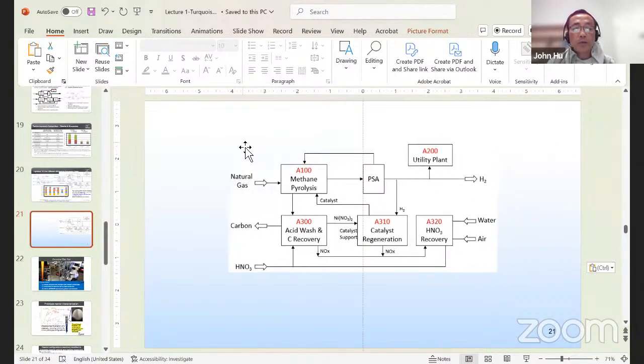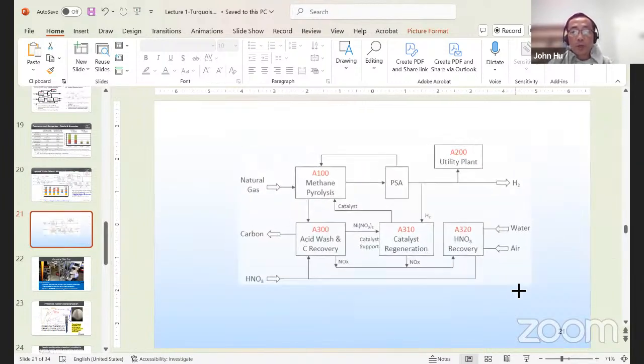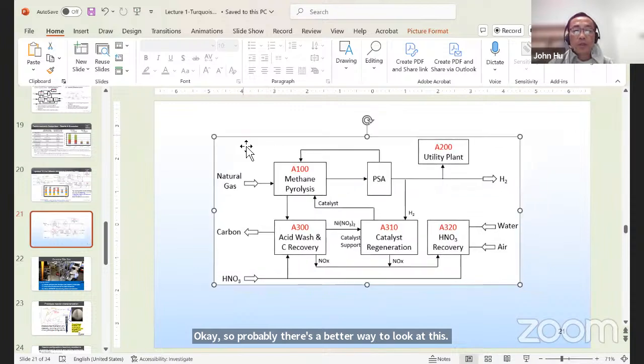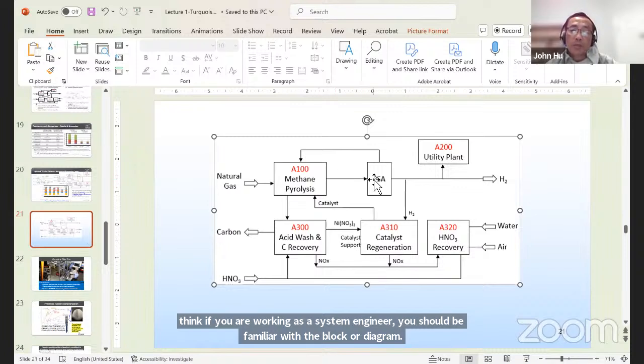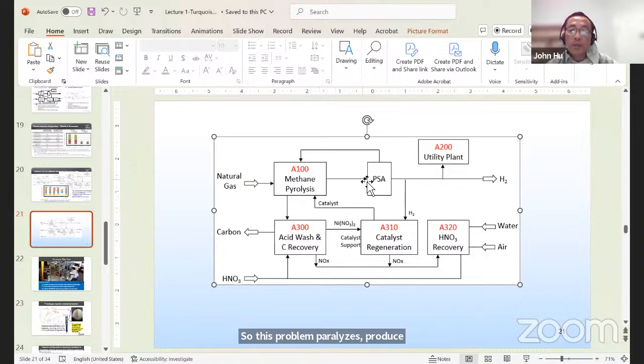Okay, so probably this is a better way to look at it. So this process flow diagram. I think if you are working as a system engineer, you should be familiar with this block flow diagram. So this methane pyrolysis produces hydrogen, and then we can use the PSA to separate a part of the hydrogen and then recycle it, or we can sell the whole hydrogen without running the PSA. And then the reactor can be driven by microwave or can be driven by some of the hydrogen.